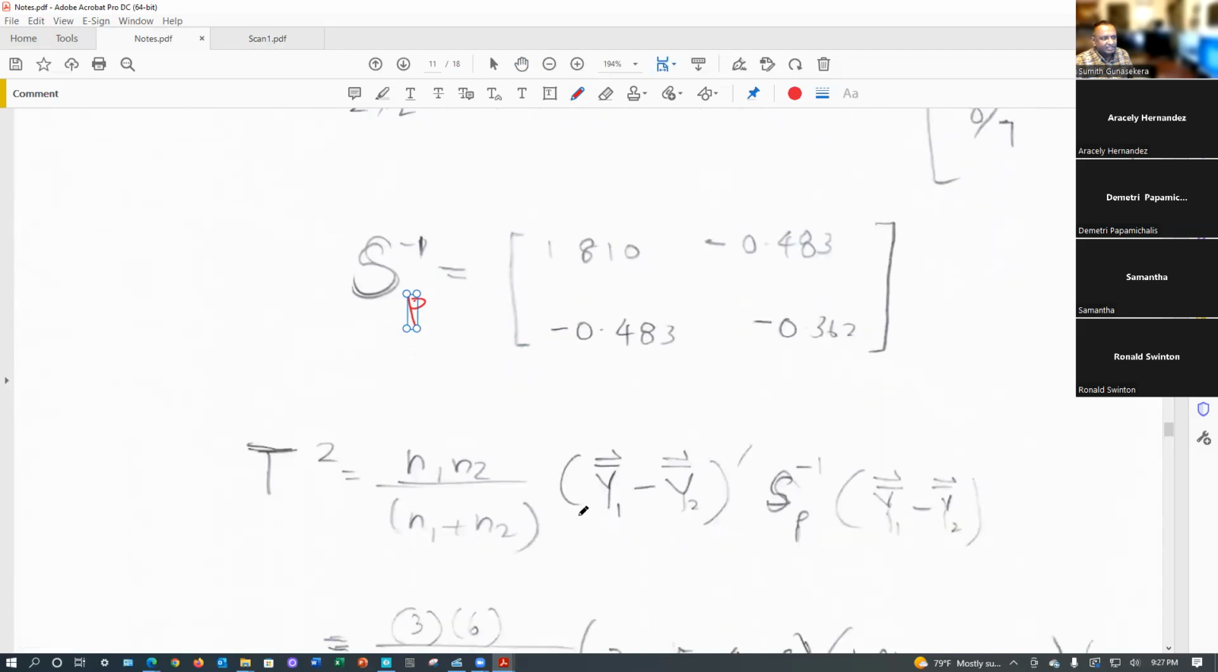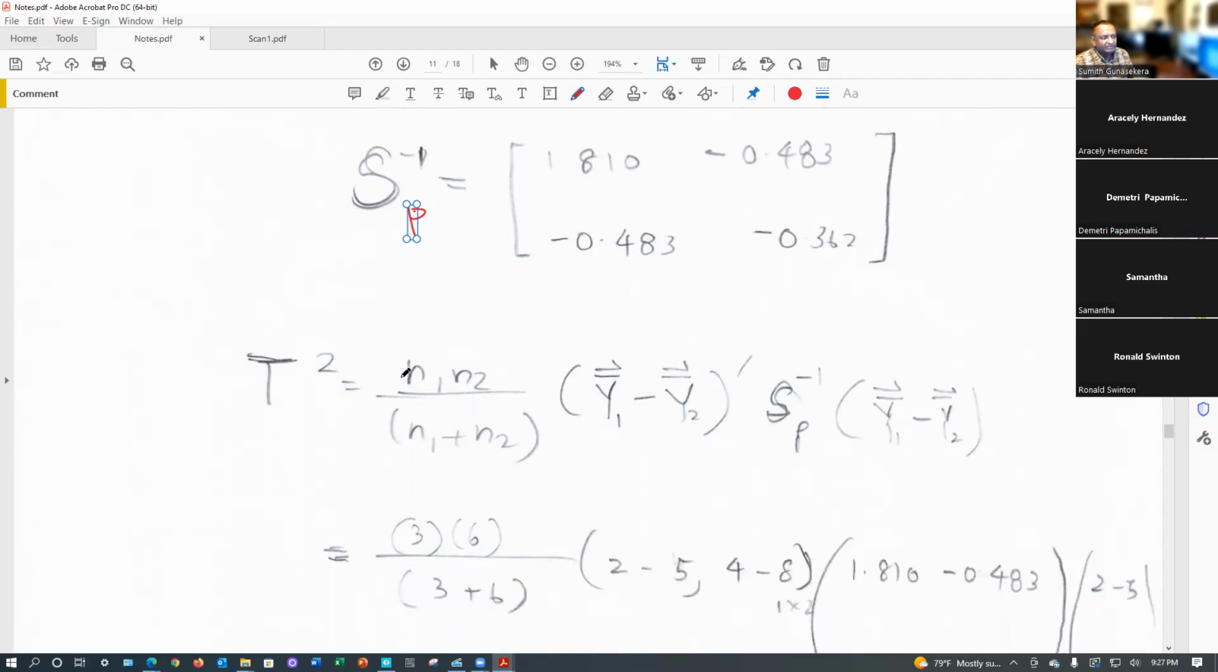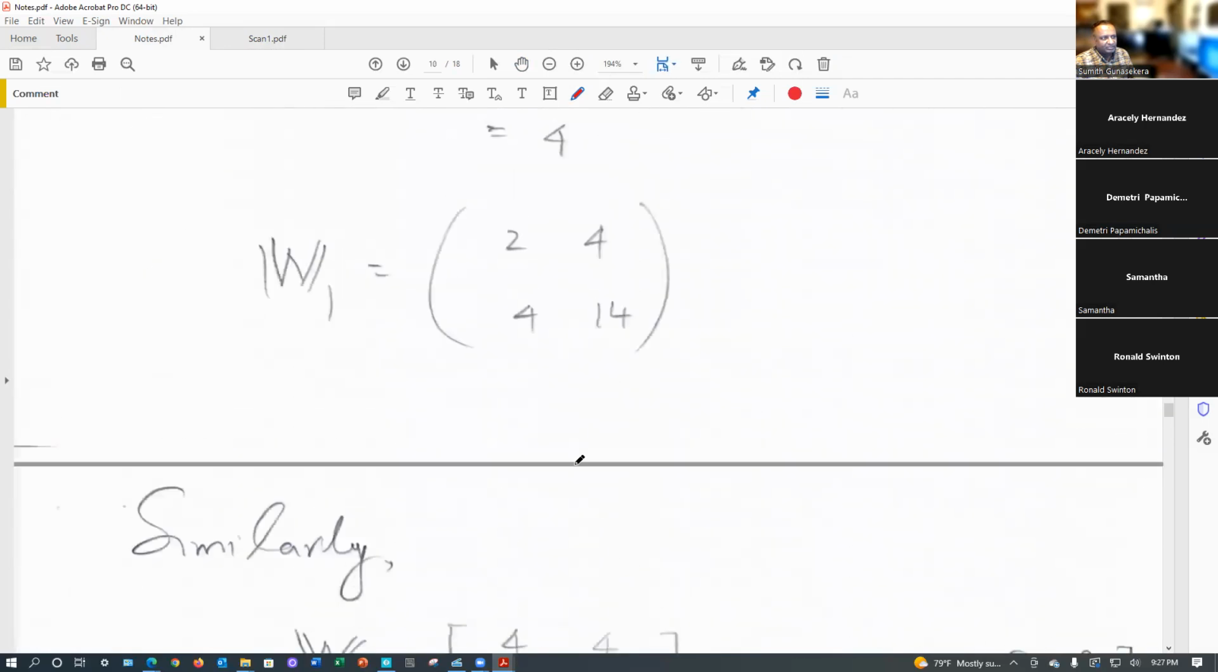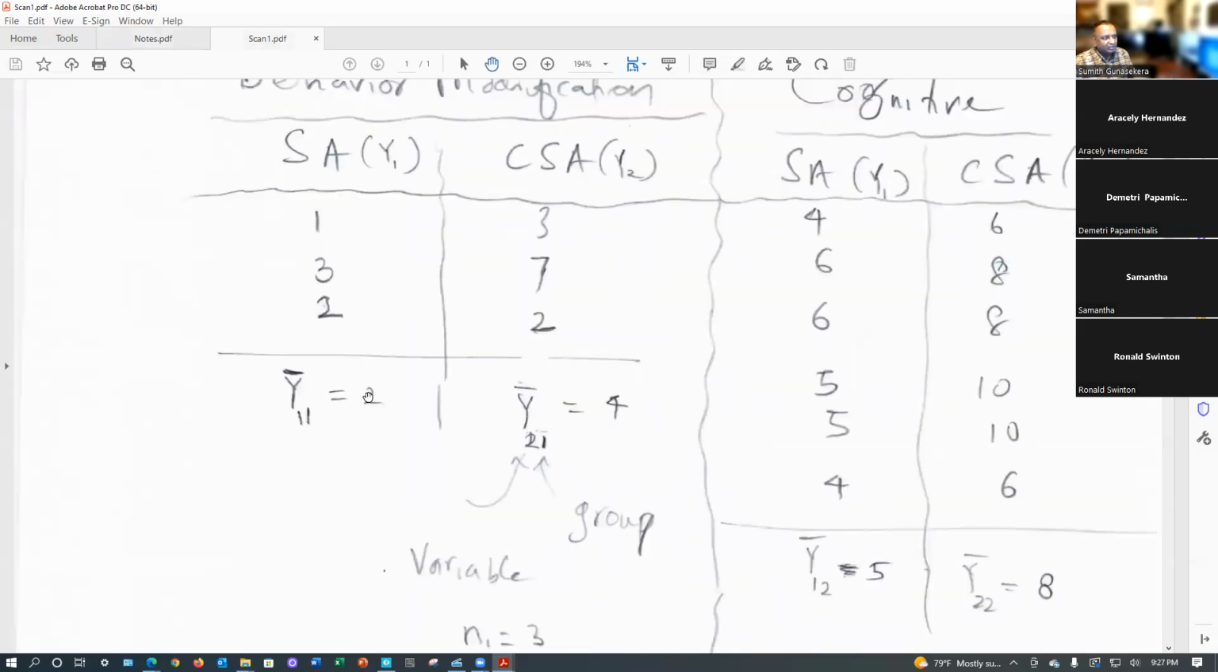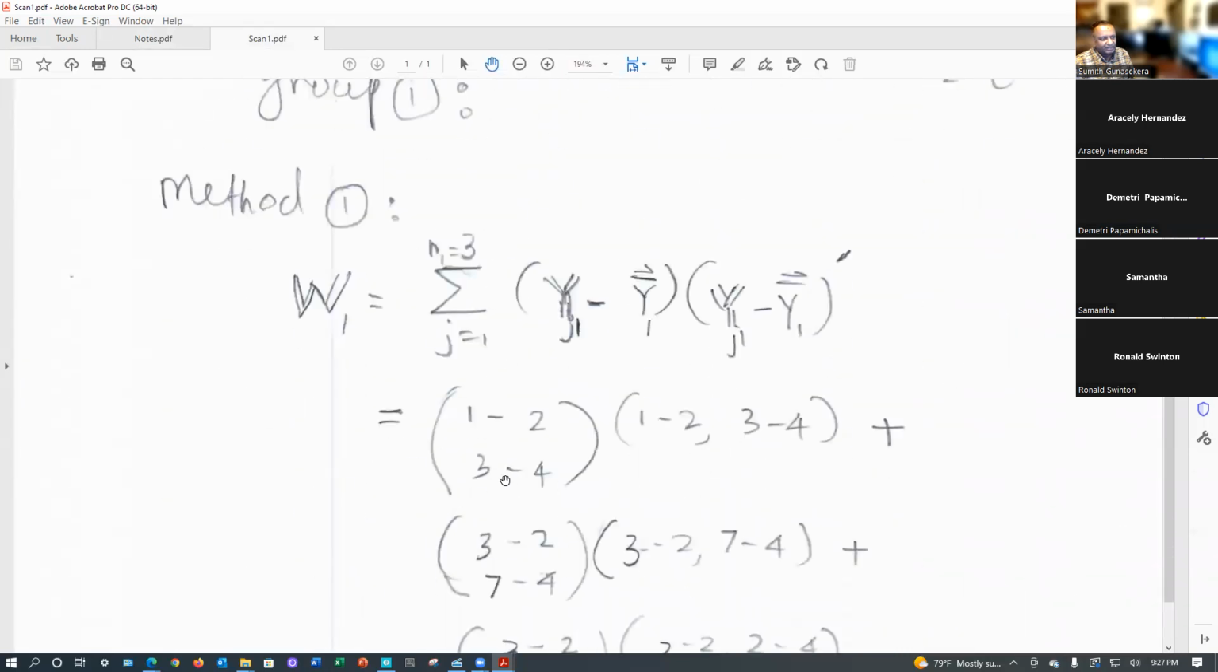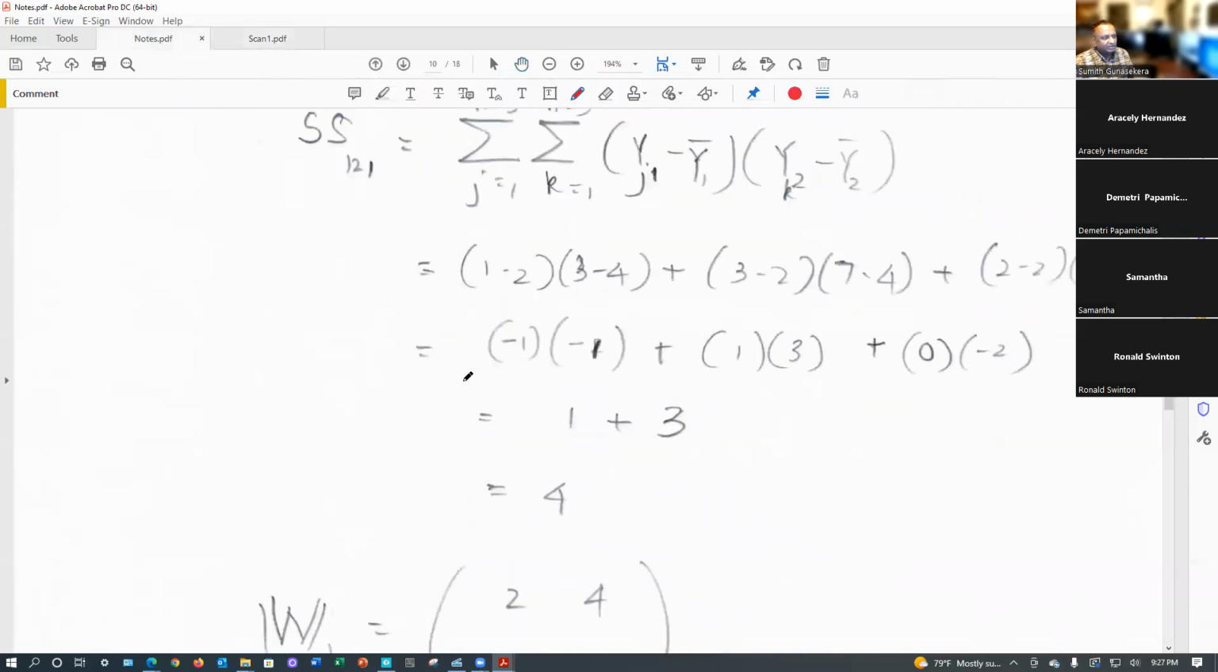Plug into this formula. See? N1 is 3, this one 6, 3 plus 6. Again, mean minus mean from the two variables. If you tackle the two variables at the same time, I'm talking about here, 2 minus 8, 2 minus 5, 4 minus 8. See? They both are put into a vector.